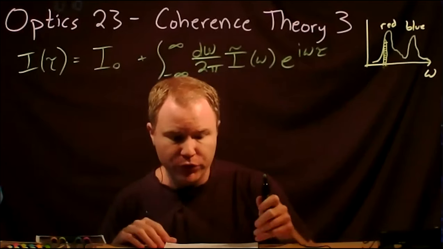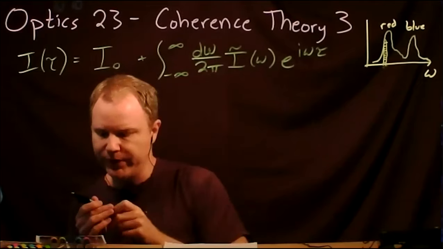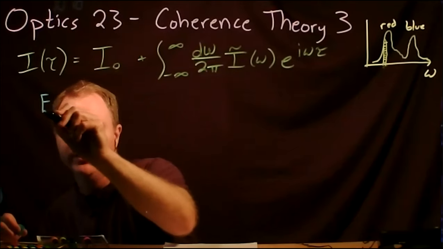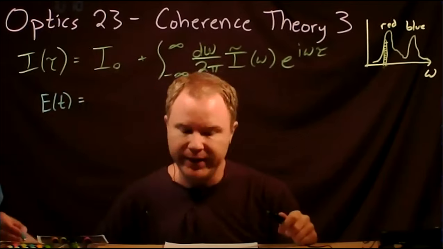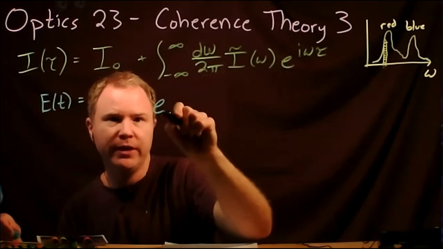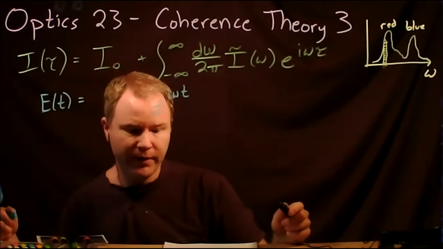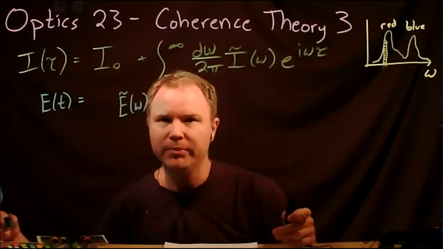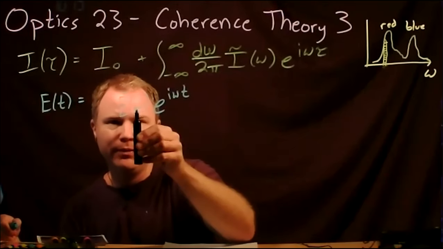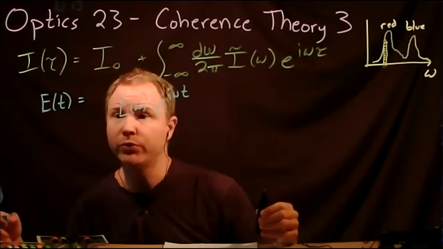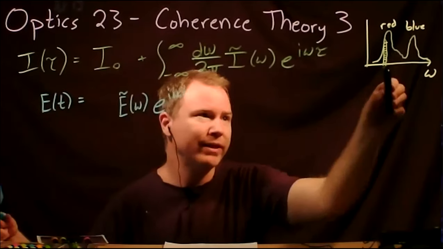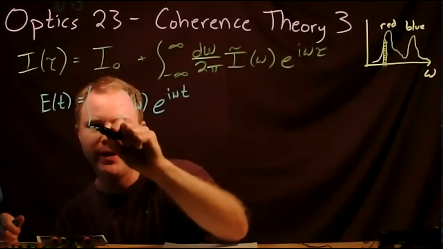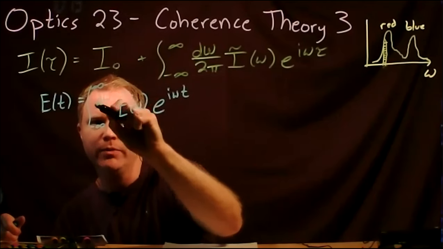Let me review what we talked about last time, just some definitions. The source is going to emit some electric field, E of t. We want to write that as a superposition of plane waves, a superposition of e to the i omega t, each weighted by some amount, which we'll call e tilde of omega. We want to add up all of these plane waves at all different frequencies in a continuous way, so we want our electric field not to be made up of discrete delta function spikes, but some continuous smear of frequencies. So we'll integrate from minus infinity to infinity of d omega over 2 pi.